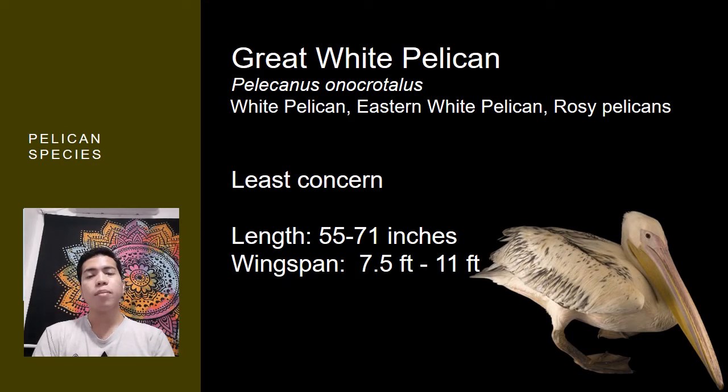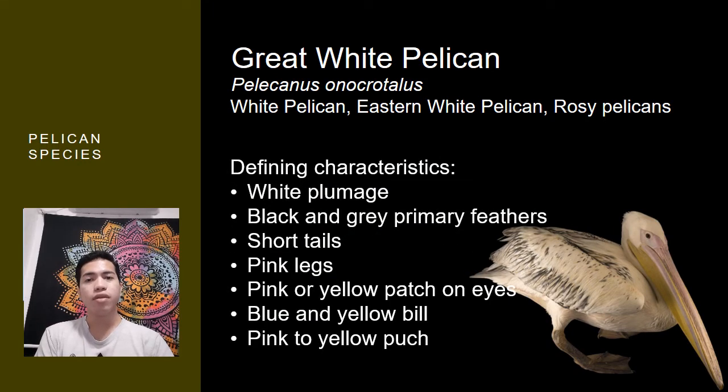Another species is the Pelecanus onocrotalus, or the great white pelican. These pelicans are also known as the white pelican, eastern white pelican, or the rosy pelican. This species is also considered a least concern species. They are large pelicans that can grow from 55 to 71 inches. Their wingspan can reach about 7 feet 5 inches to about 11 feet. Males are slightly larger than females.